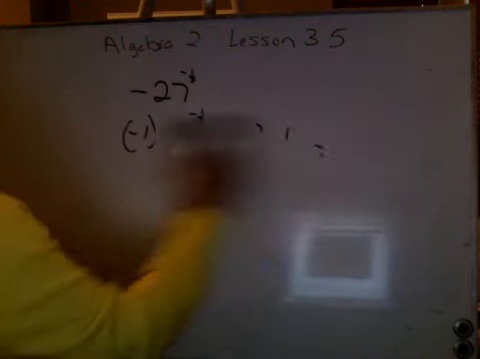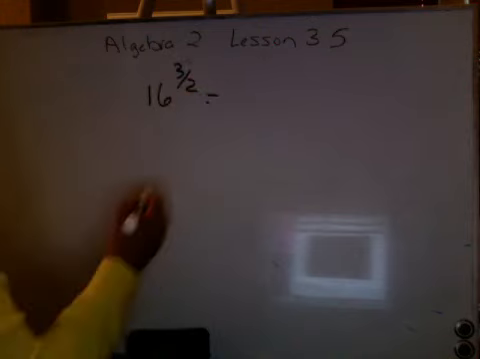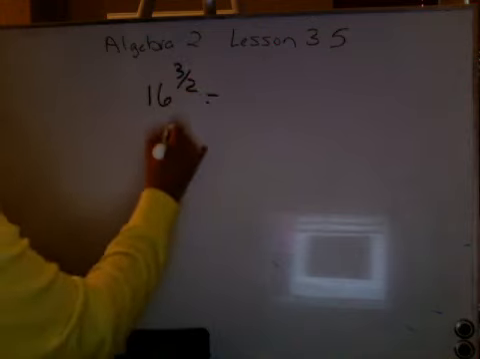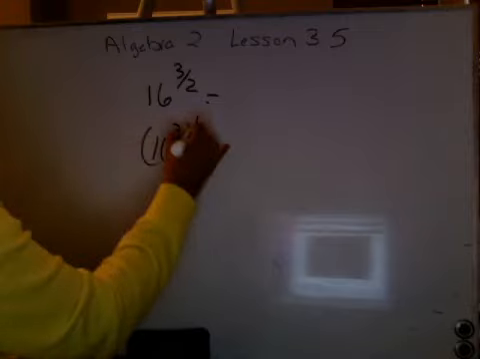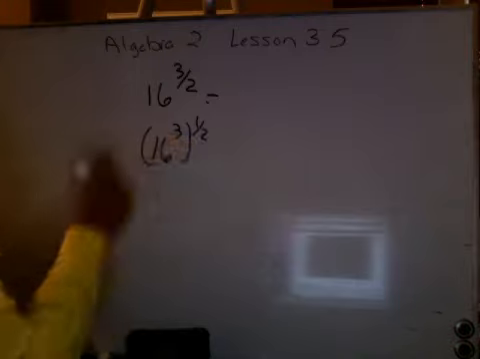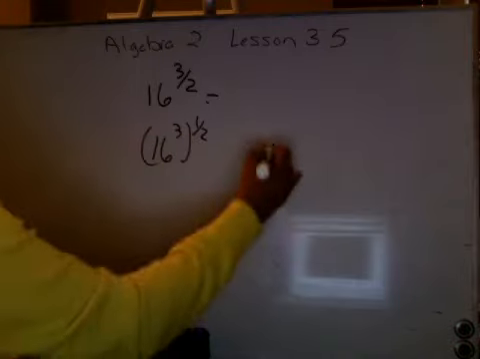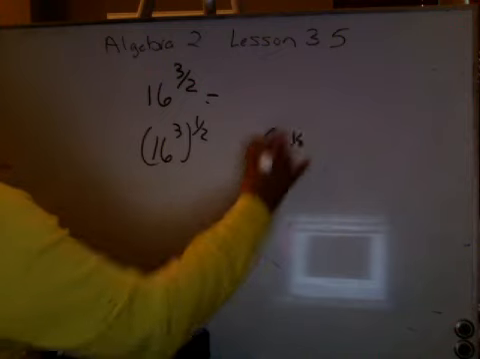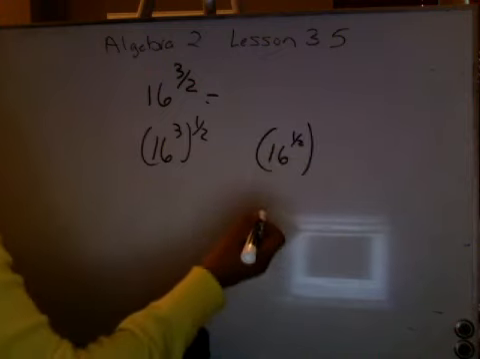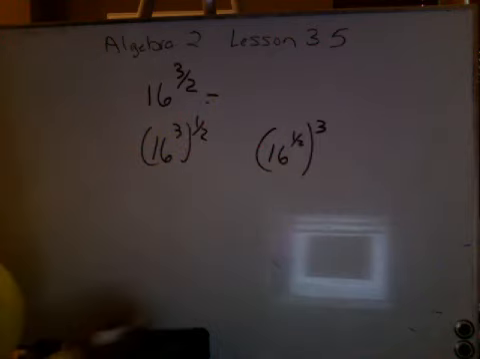Now let's look at a little more complicated one. Let's look at 16 to the 3/2. I can change this to say 16 to the 3 times 1/2, right? Because a power raised to an exponent is just multiplying, and 3 times 1/2 is 3/2. Or I could say, because of my commutative property of multiplication, it doesn't matter which goes first. It still multiplies the same thing.